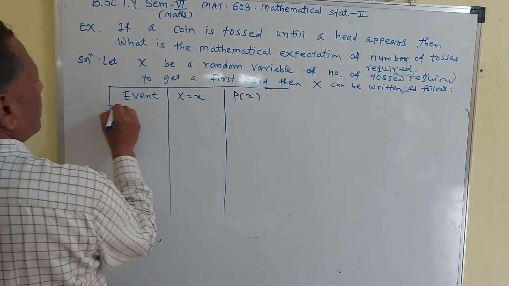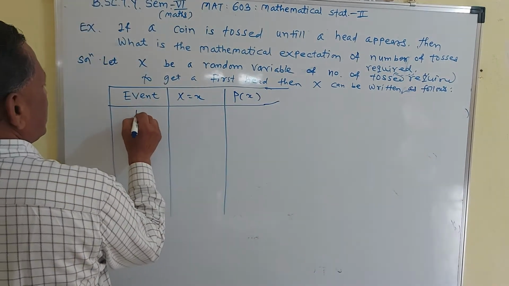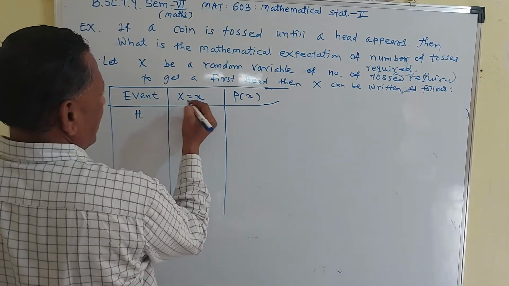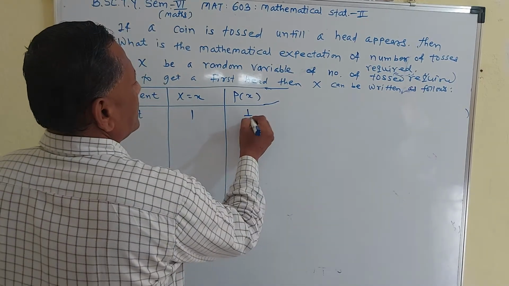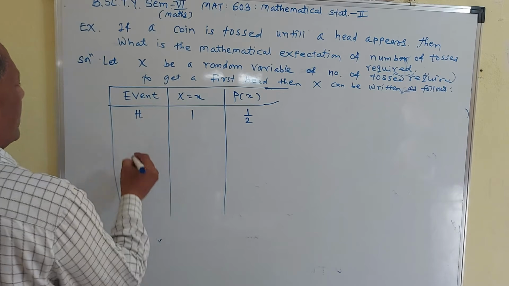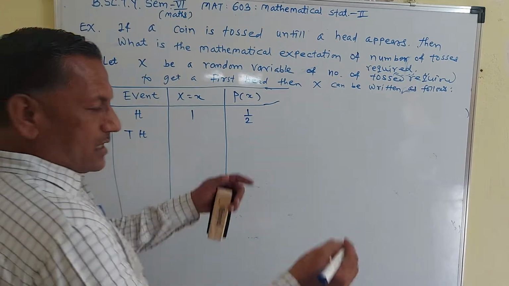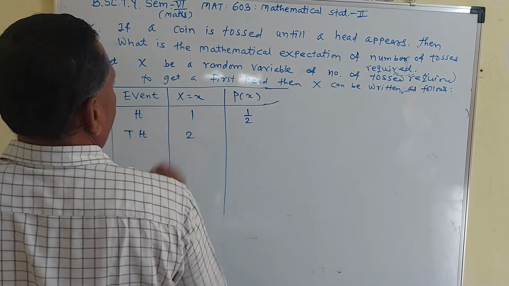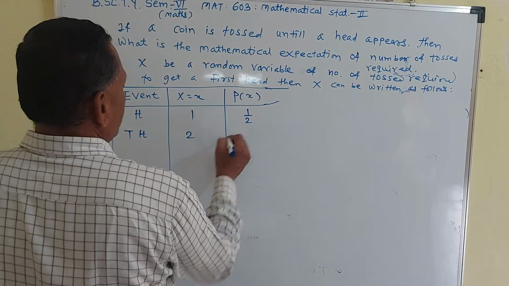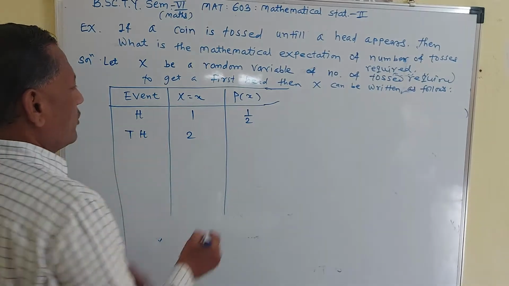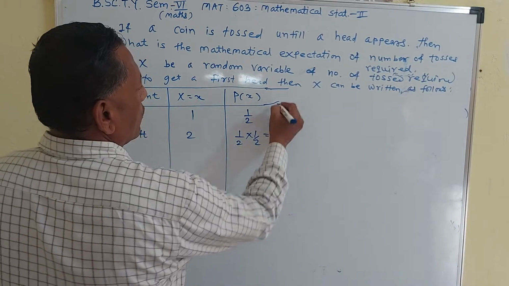So what is the event? You toss a coin and you get a head, then the event is H. Here x, the number of tosses required, is 1, and its probability is 1 by 2. Then the event is TH, where the number of tosses is 2. Its probability is the probability of getting a tail, 1 by 2, times the probability of getting a head, 1 by 2: 1 by 2 into 1 by 2, which is 1 by 4.